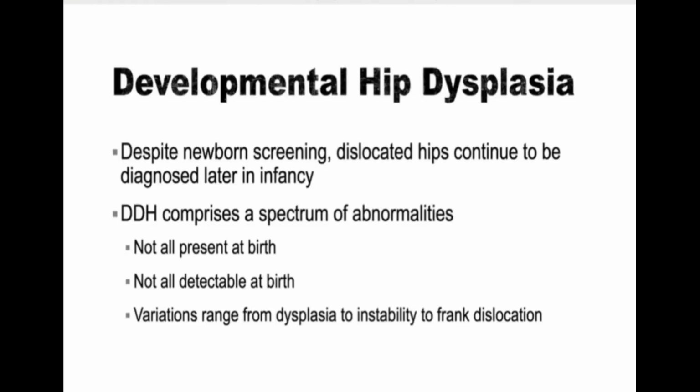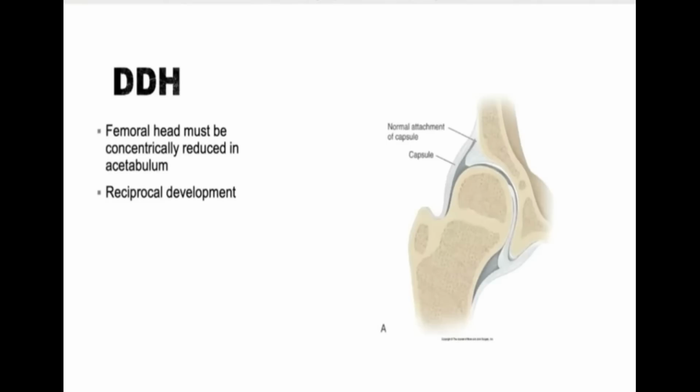And it's important to remember that developmental dysplasia is a spectrum of abnormalities. Not every condition is present at birth. Not all of them are detectable at birth, and there are variations that range from the frankly dislocated hip at birth to one that's got some slight instability or some subtle dysplasia that's not recognized till later.